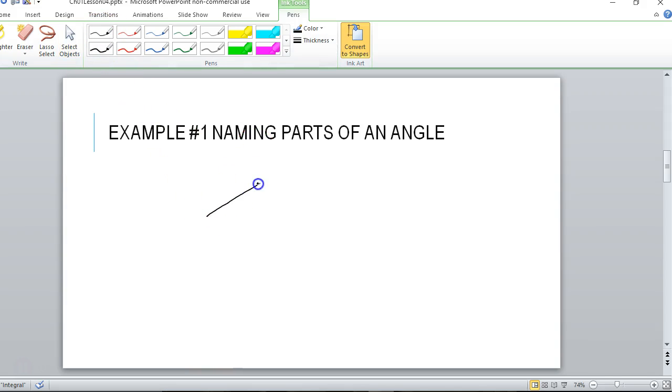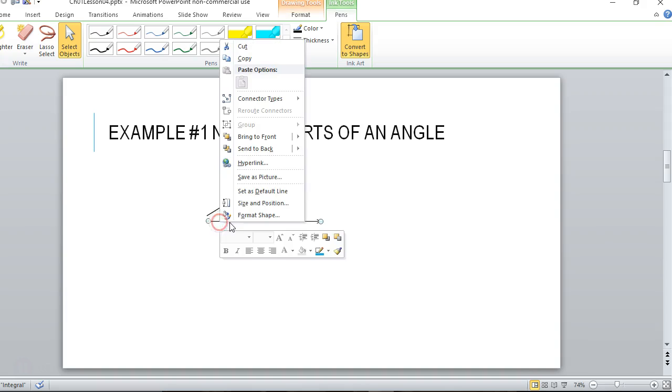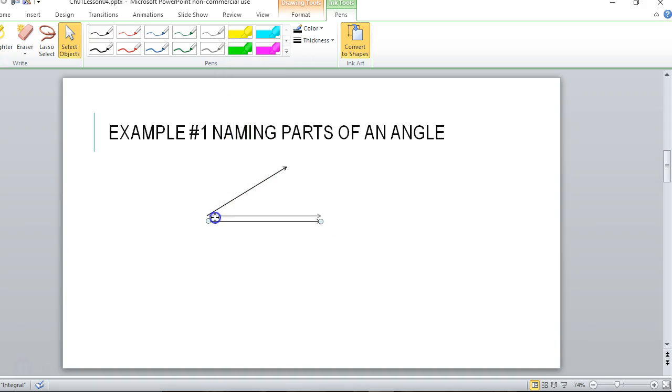So let's just draw a ray, and we saw that when we have two rays that have a common endpoint, that will form an angle. All right, so here's our angle. Let's go ahead and label our angle.